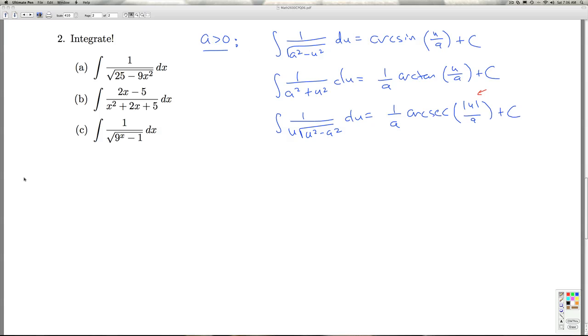All right, in part A, we're given the integral 1 over the square root of 25 minus 9x squared dx. And the first thing we do when we encounter an integral is go back to the most basic formulas we know to see if it fits one of those. This quantity, 25 minus 9x squared, is in a square root, which means it's to the 1/2 power, and it's in the denominator, which means it's to the minus 1/2 power.